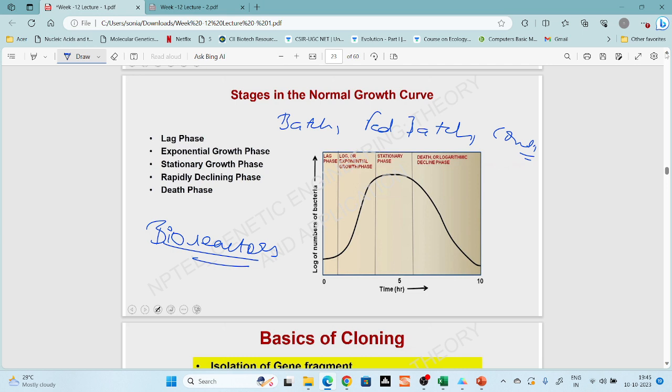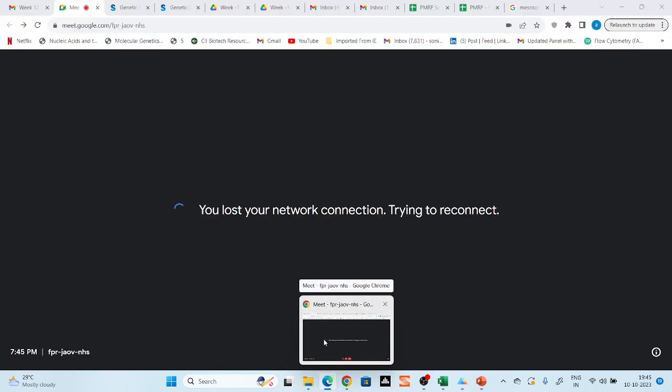So for example, if you want a product which comes out in exponential phase, then you should have a continuous culture. So the type of culture that you are going to establish on a very large scale, for that you need to have the knowledge about the stages of a normal growth curve.